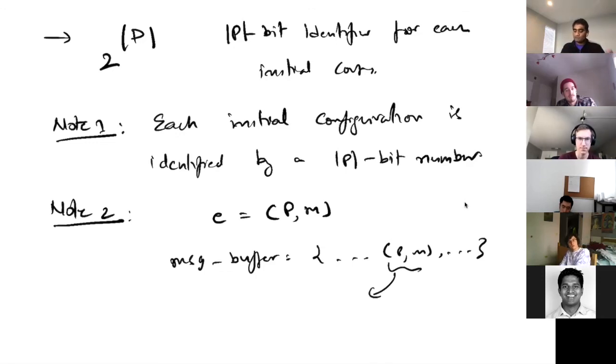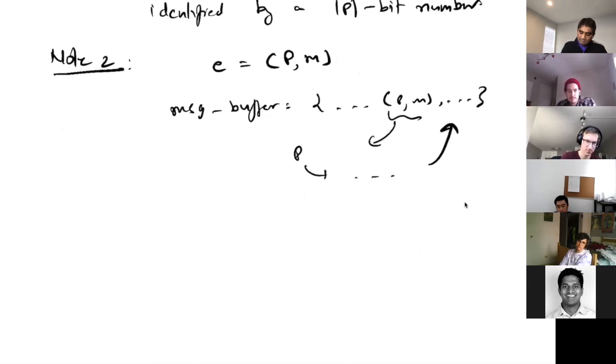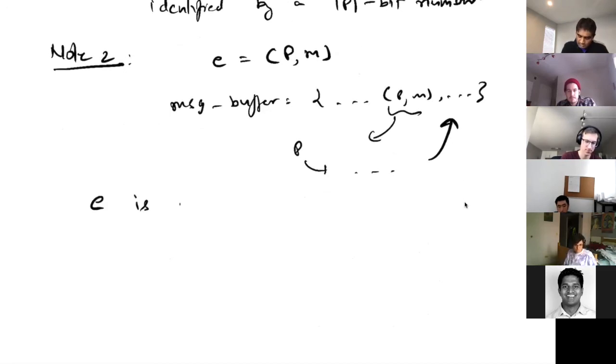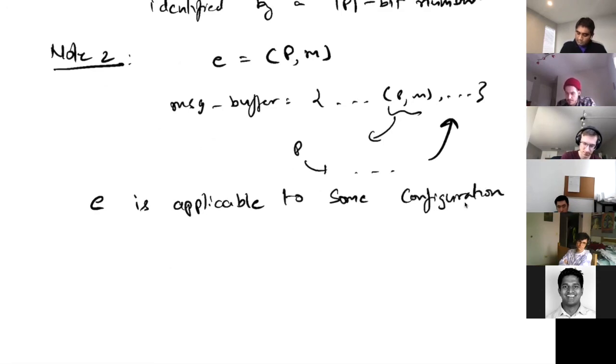It can be removed from the message buffer, consumed by process P to generate a few more messages that get added to the message buffer again. So that's what the event represents, right? So let's say there is an event E equal to PM that is applicable to some configuration, C0, for instance. When I say applicable, what does that mean? When can you apply an event E to C0, E being P and M?